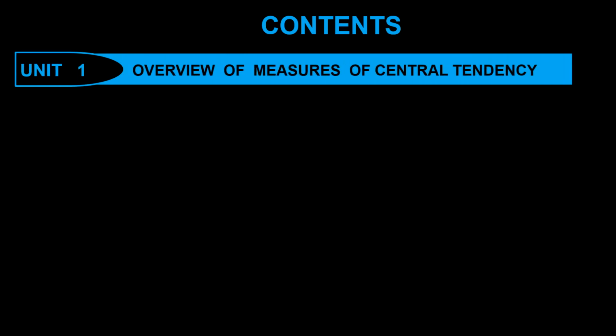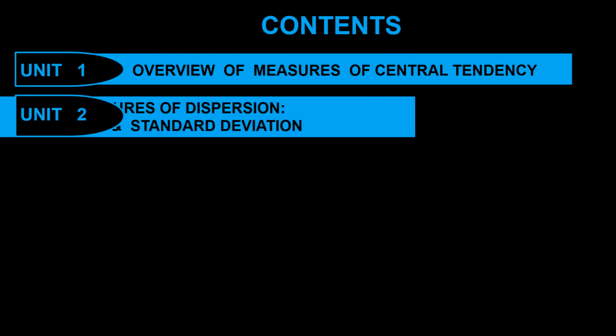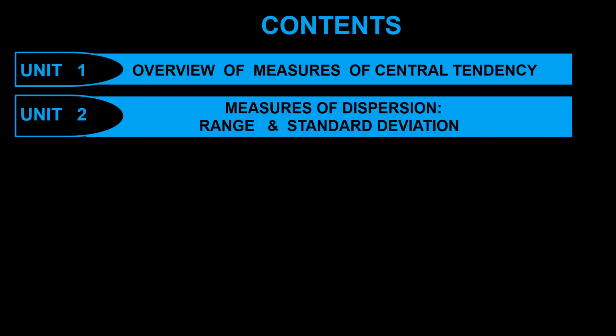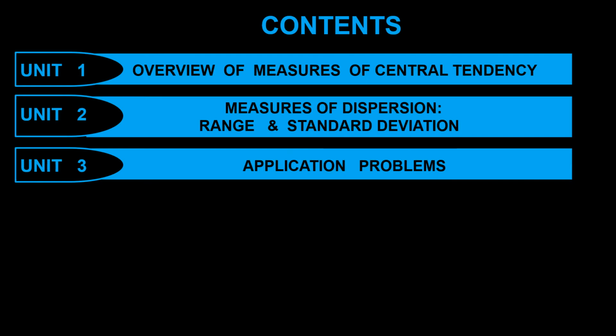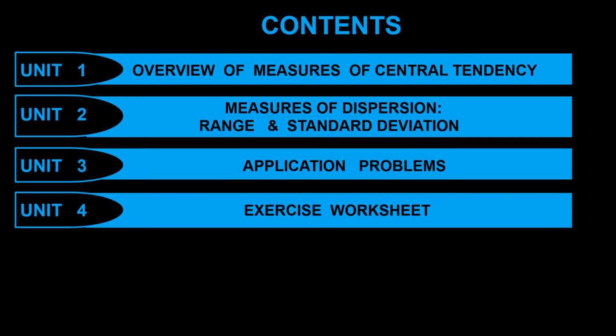What we're going to do exactly in this video is the following. First of all, we're just going to have an overview of the measures of central tendency. Then we're also going to look at the measures of dispersion. Dispersion means spread, and those are the range and the standard deviation we're going to look at. Then we're going to have some application problems relating to standard deviation. And then, as usual with all the videos, there's always an exercise worksheet for you to practice these concepts.